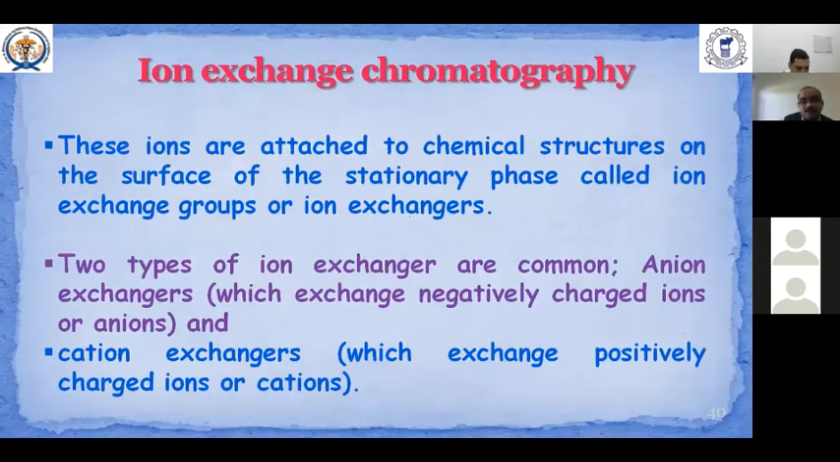Depending upon the exchange group, ion exchangers are of two types. One is an anion exchanger, which exchanges negatively charged ions, whereas the other is a cation exchanger, which exchanges positively charged ions.